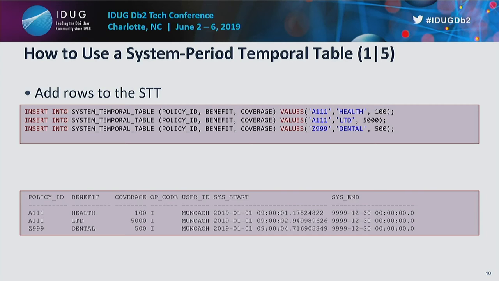The user ID is my ID when I executed it, and you have the next 2 columns, which are DB2 managed. So this is DB2 managing the start and end times. You can see when this row was inserted: it was inserted at 9 a.m. on January 1st, and your sysend is high date. That means that this row is valid until, in essence, the end of time.